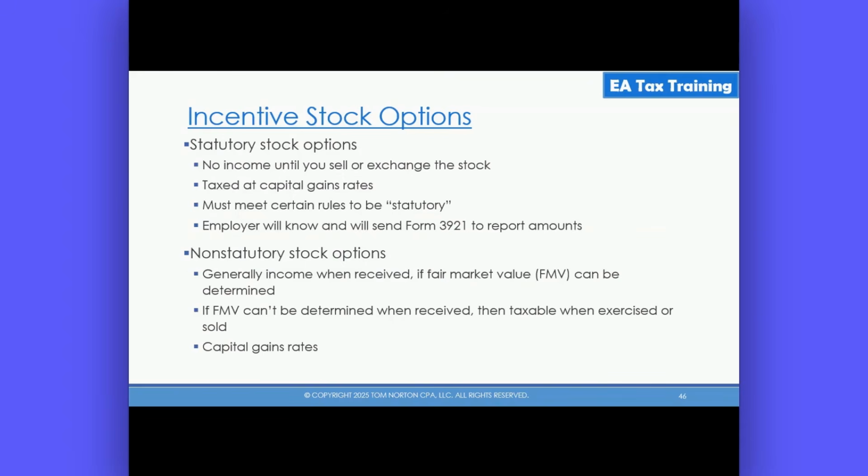Incentive stock options. We actually talked about these in the previous videos. You saw this same slide then, so I'm not going to spend a lot of time on it. But just as a reminder, if you have statutory incentive stock options, you don't have any income until you sell or exchange the actual stock, and it is taxed at capital gains rates. If they are non-statutory, then you do have income when that stock option is received, as long as you can determine the fair market value of that option. And if you can't determine the fair market value, then it is taxable when that option is exercised or sold. And again, you get to use capital gains rates.